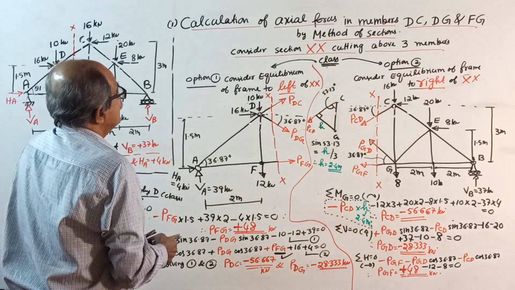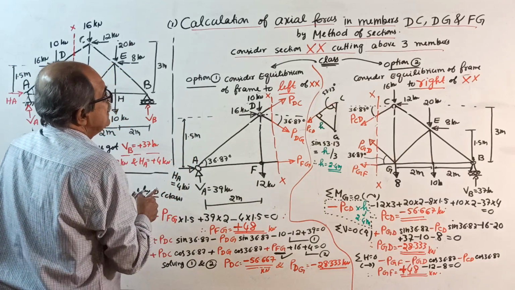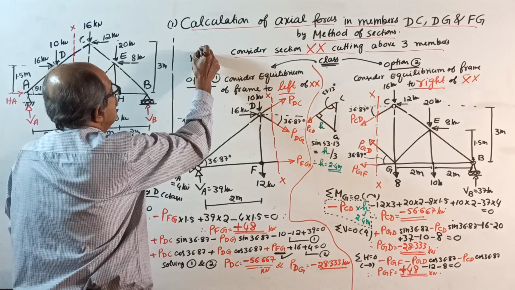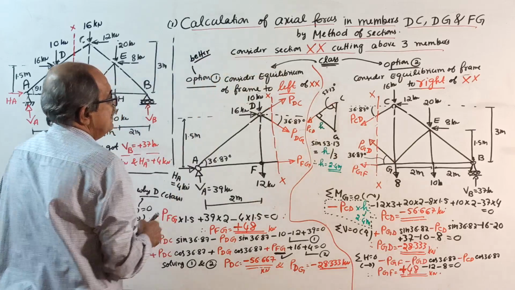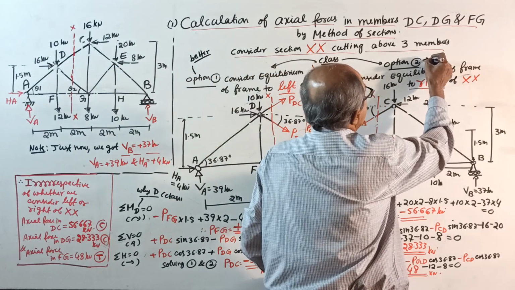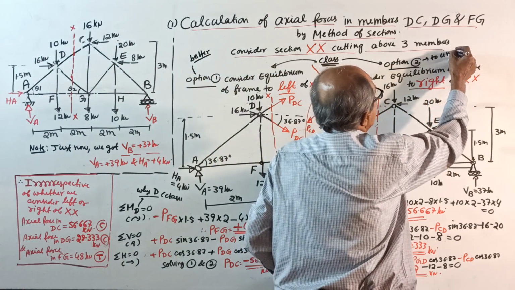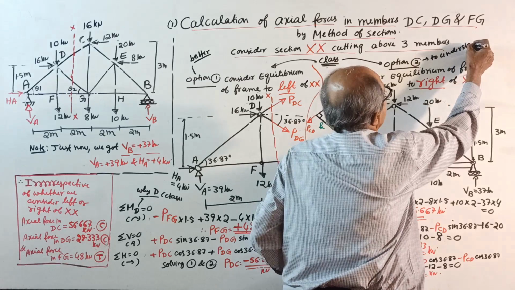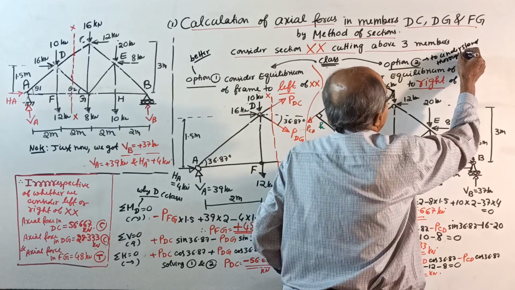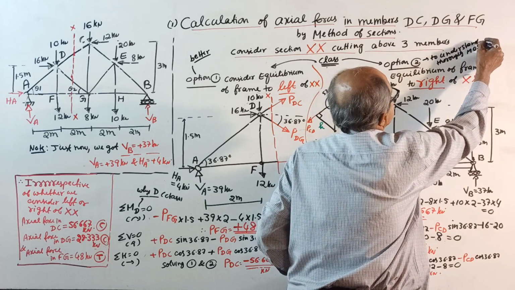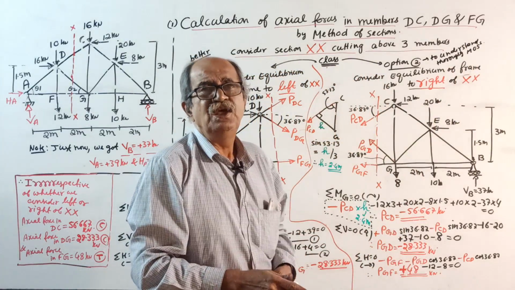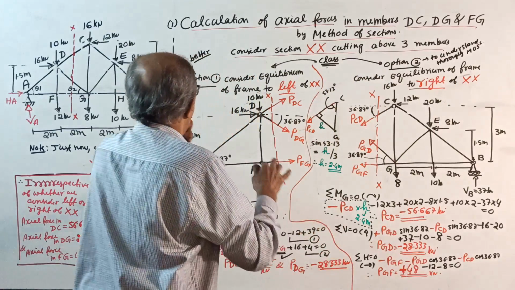I think some will tell, sir, left is better. So option 1 is to consider equilibrium of the frame to the left of XX. This is better because the sketch is smaller. See, the sketch is smaller, right? Option 2 is to understand the method of sections thoroughly. But if you are solving in an examination, only one solution. Okay, start. I look at the left side.